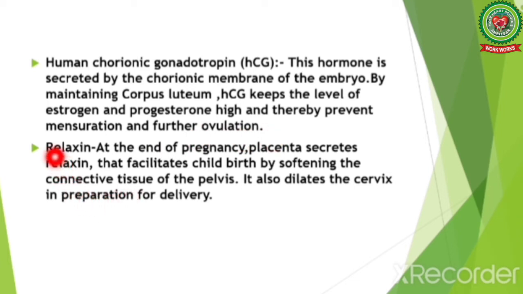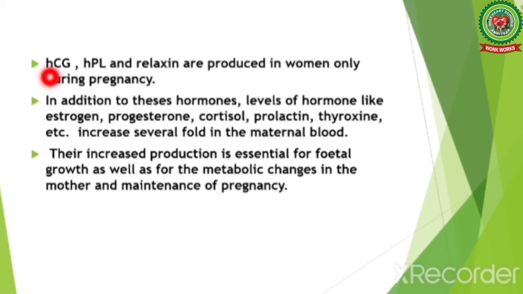Discussing relaxin. At the end of pregnancy, placenta secretes relaxin that facilitates childbirth by softening the connective tissue of the pelvis. It also dilates the cervix in preparation for delivery. HCG, HPL and relaxin are produced in women only during pregnancy.